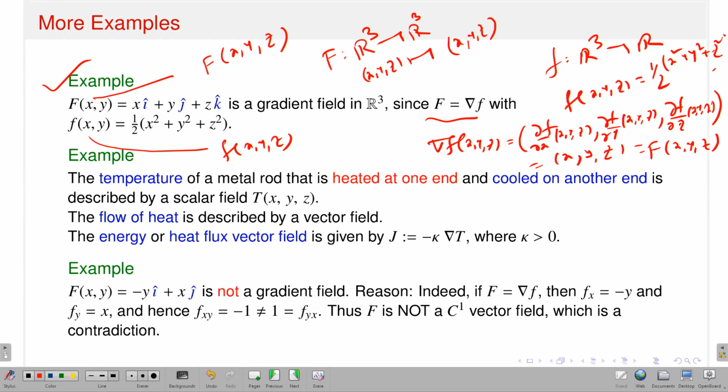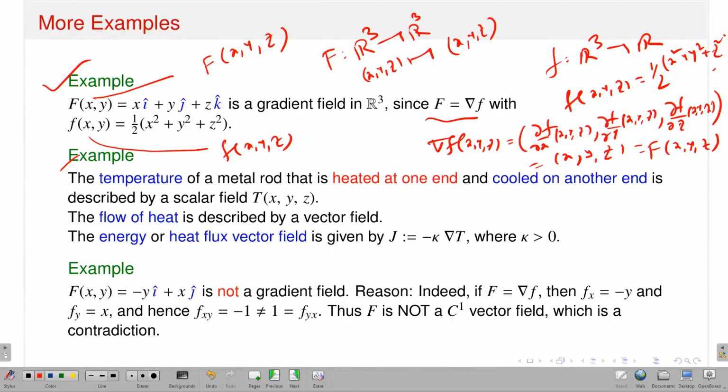Now later on you will see this vector field is a special type of vector field, the gradient of some scalar field, and since it is a special kind of vector field, the more nice properties it will share. Okay, that we will see. Okay, a couple of physical examples. The temperature of a metal rod heated at one end and cooled on the other end is described by the corresponding, I think I have discussed, capital T of x comma y comma z.